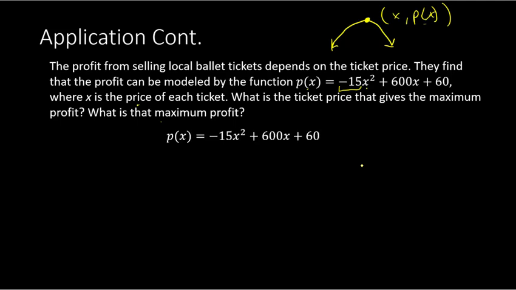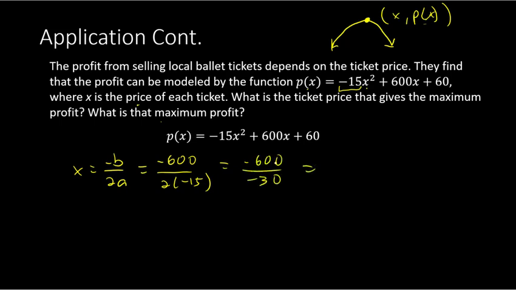All right, so to do this, we need to find the vertex. So we can use our vertex formula of x equals negative b over 2 times a. So a is negative 15, b is 600, so we have negative 600 over 2 times negative 15. So that gives you negative 600 over negative 30, which would be a positive 20. So x is going to be positive 20.